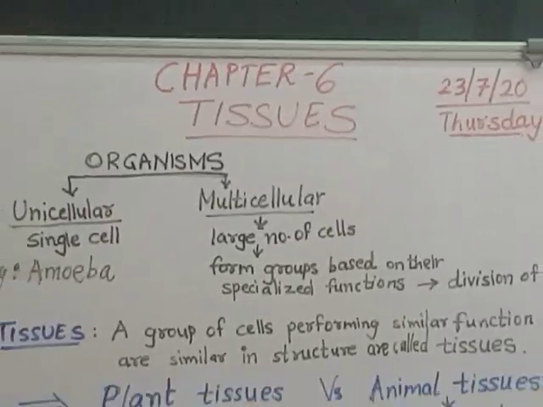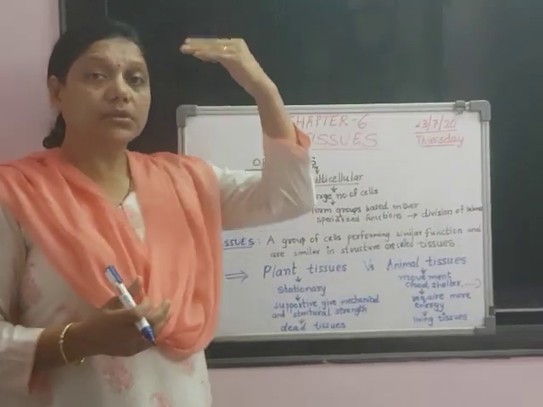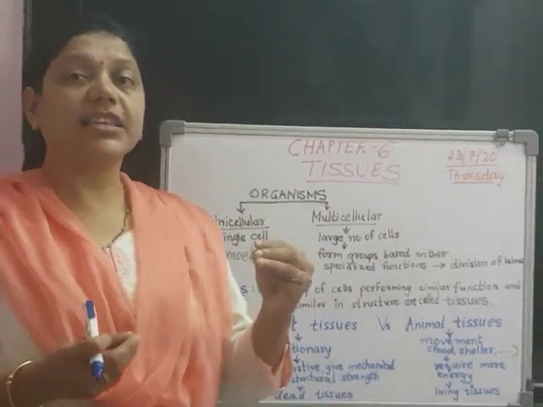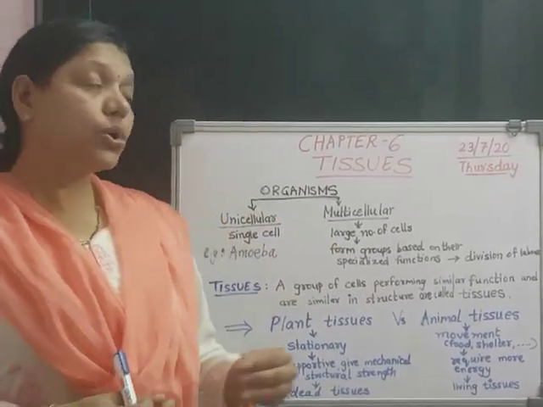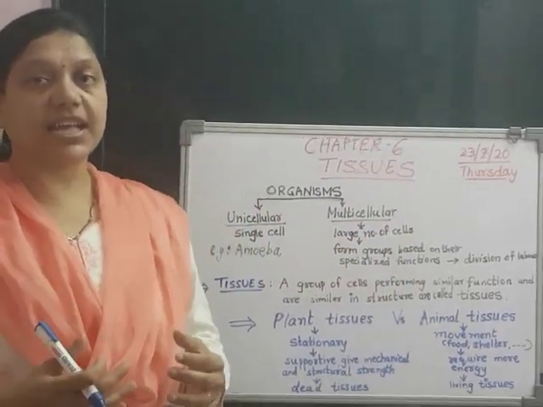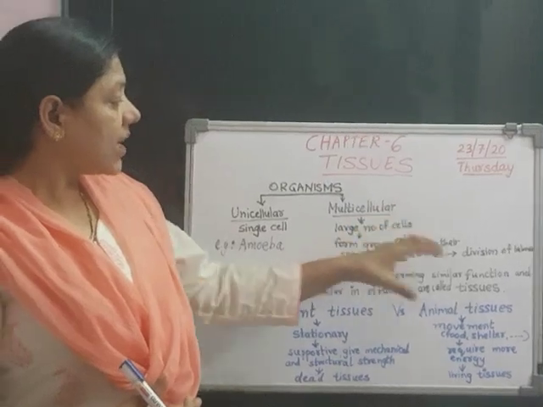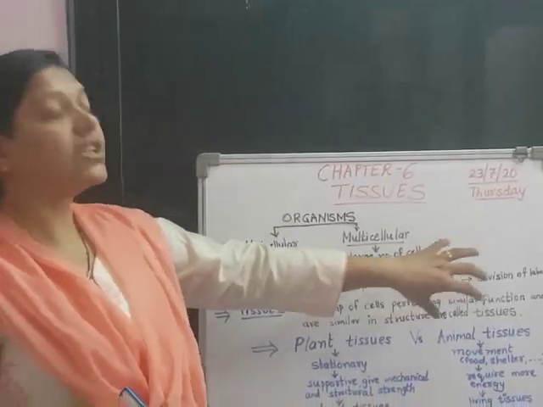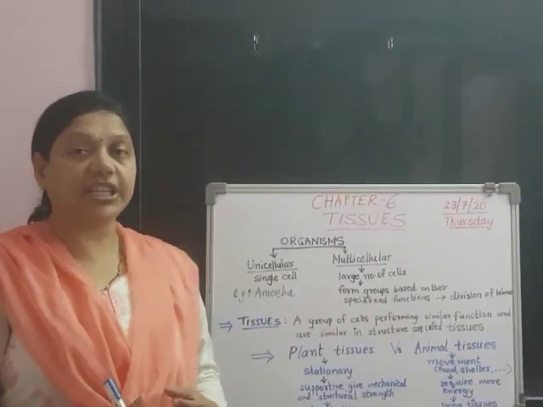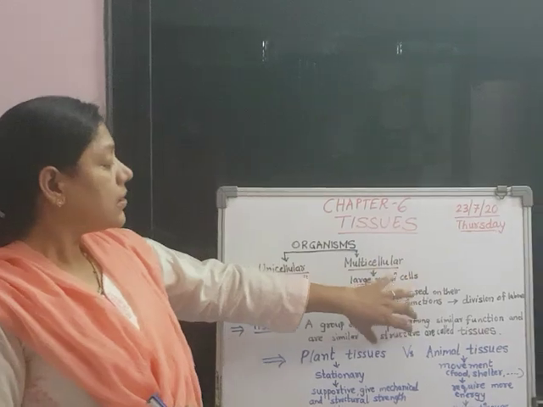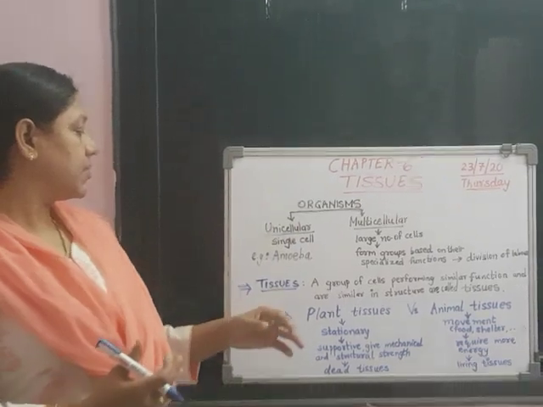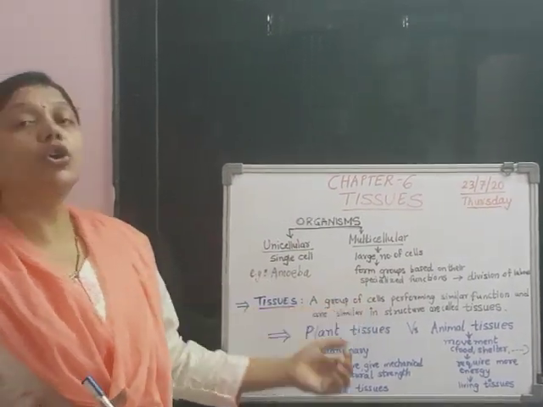Now each cell is divided into the different body parts. So in every body part there is a specific function to perform. So what these cells do, they divide themselves, and that is called the division of labor. That means the different functions that are to be performed in the body, according to that the cells are divided in the body. Now these cells are large in number, so these cells form a group.